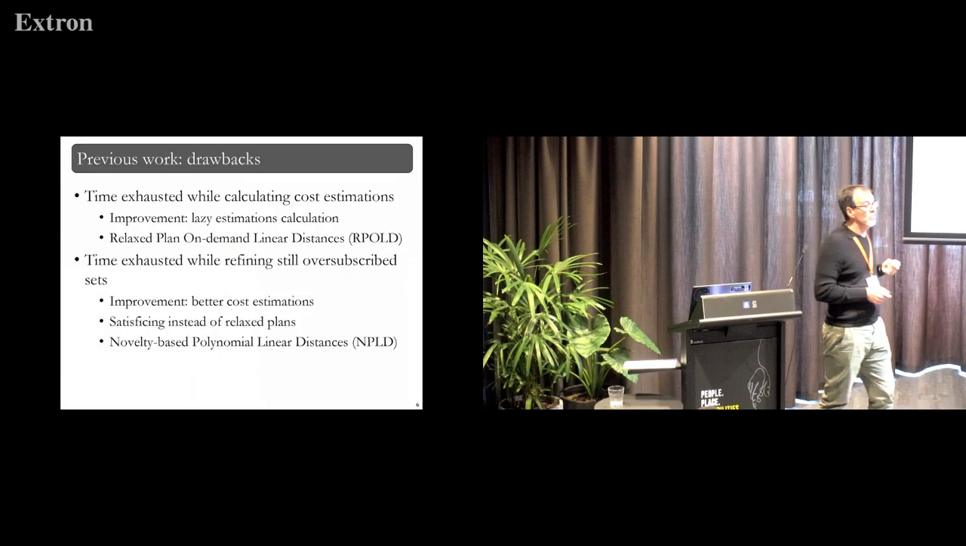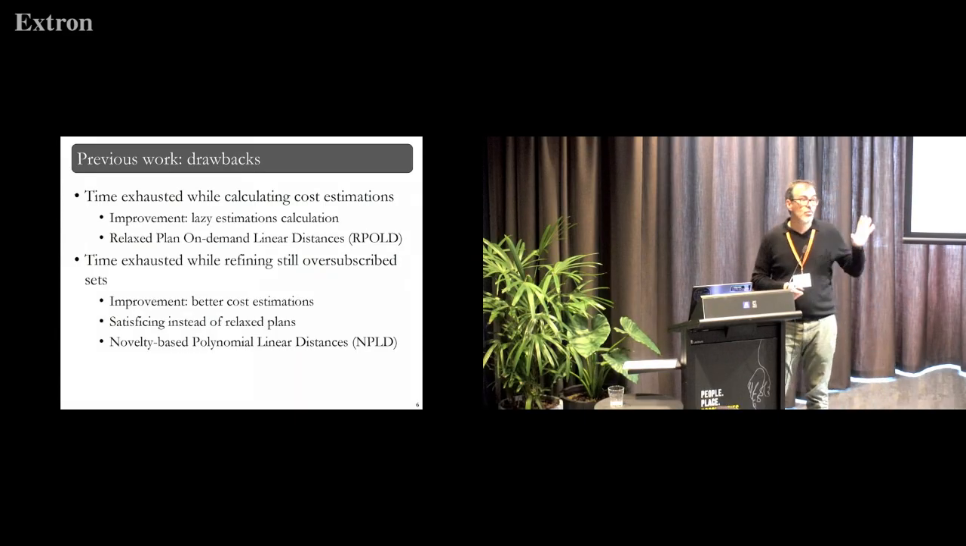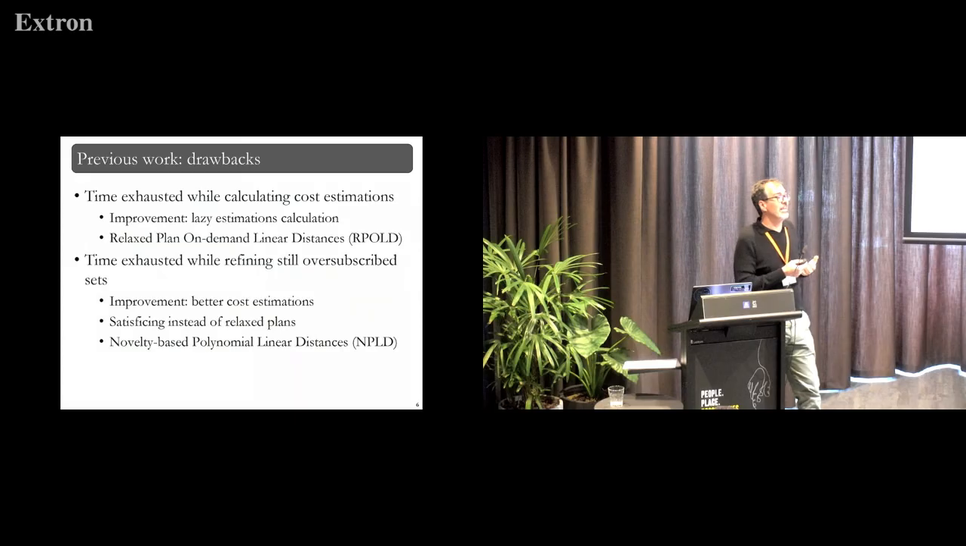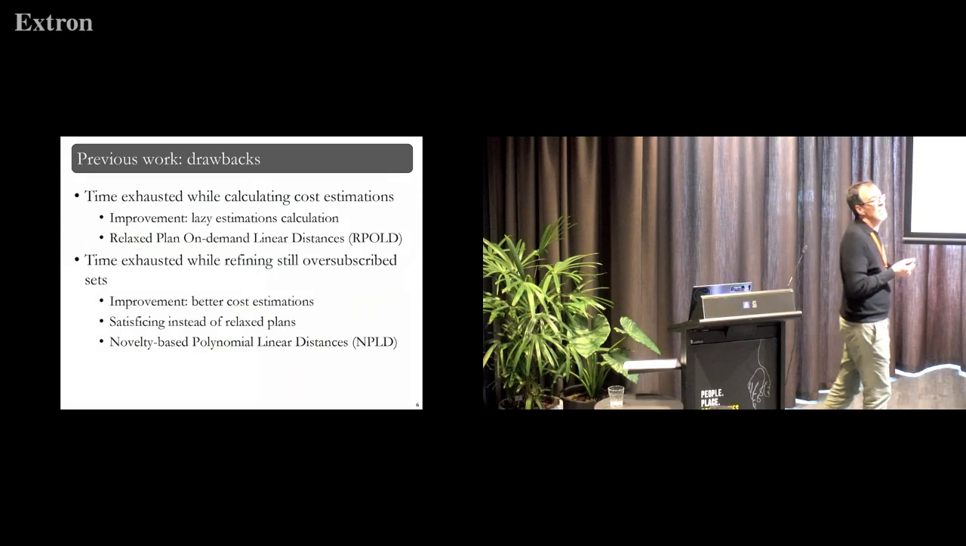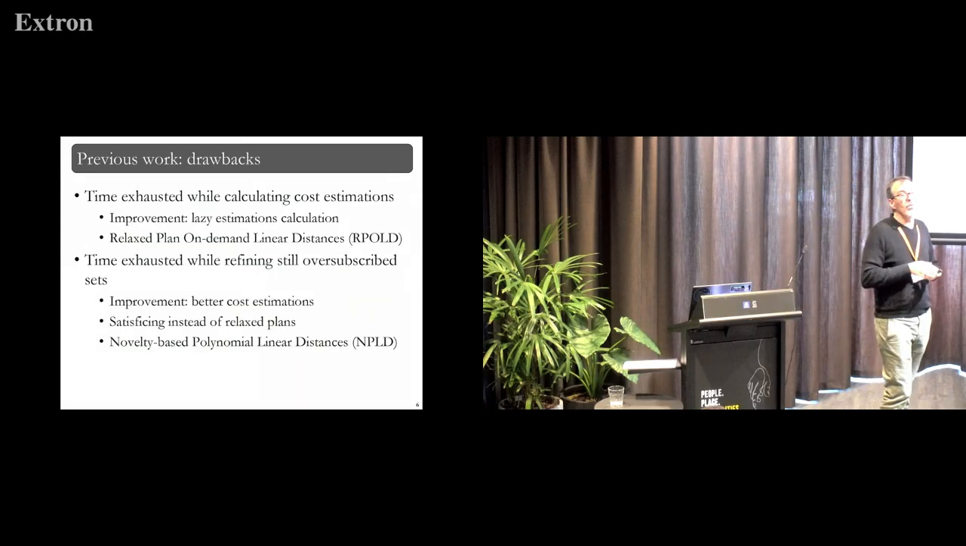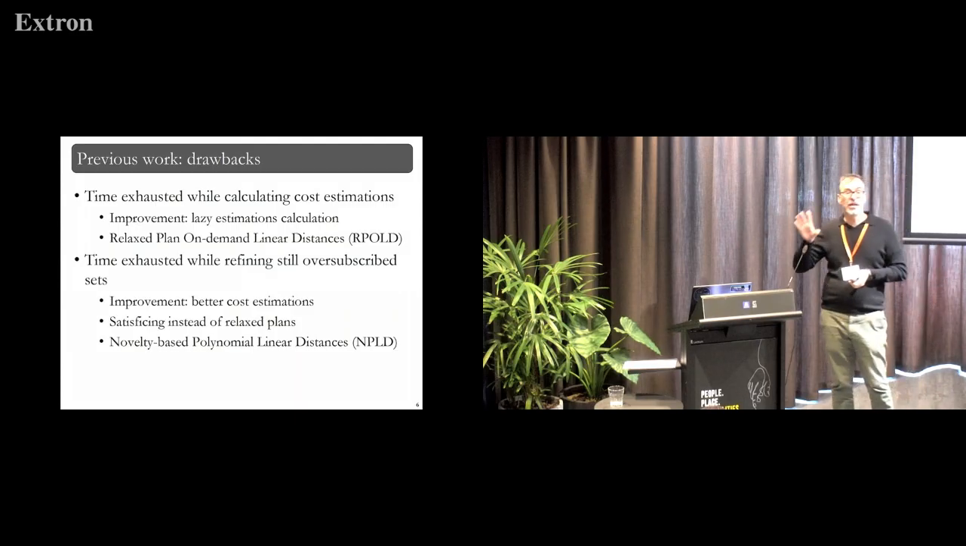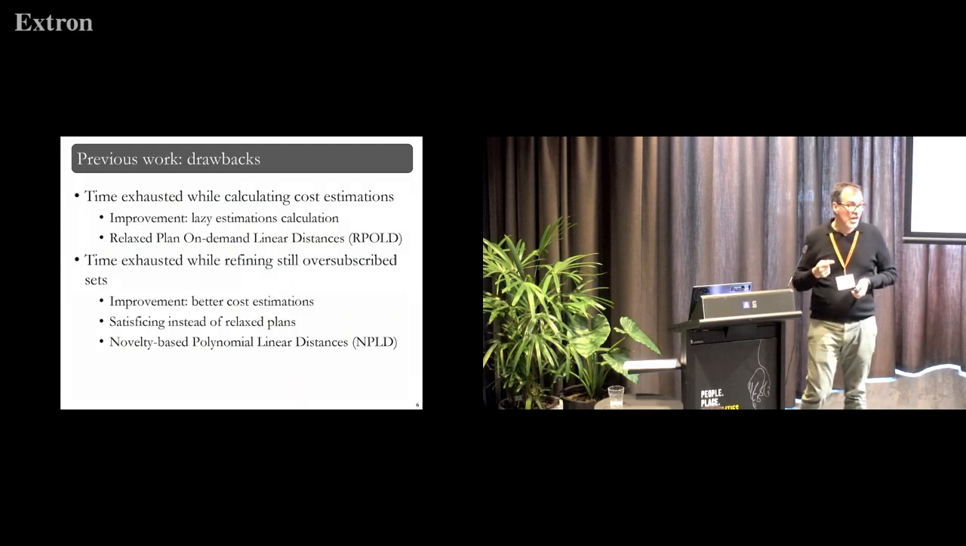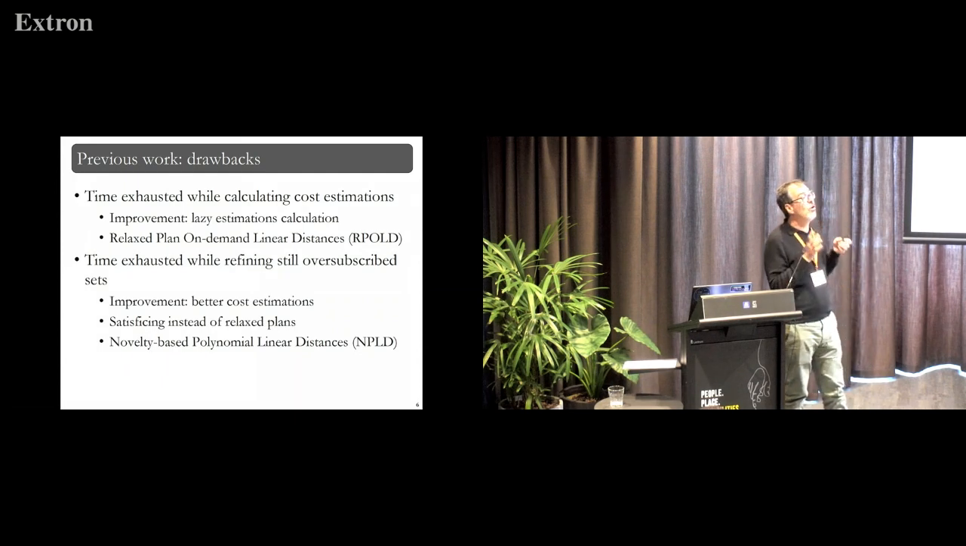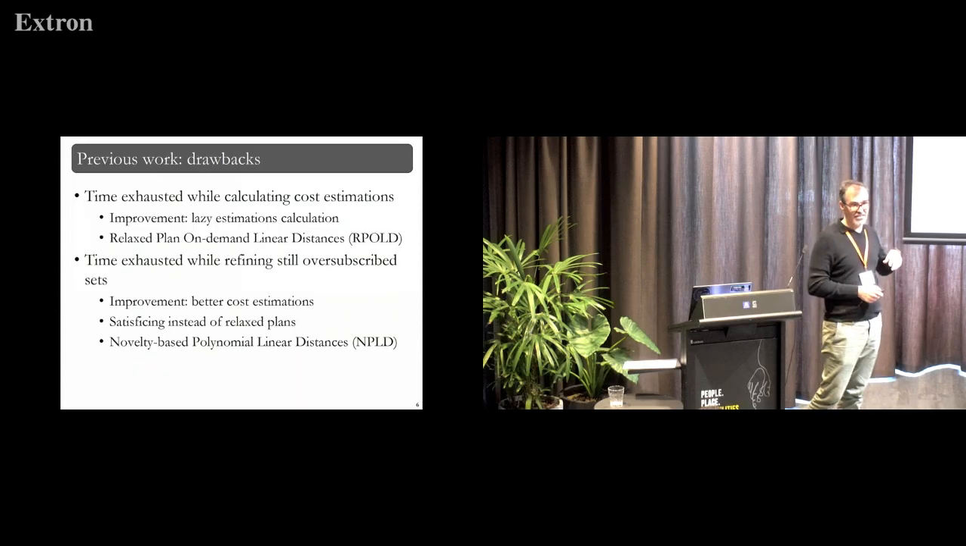The second problem that we were facing in this approach is that many times, as we are estimating the cost, the sets were still oversubscribed, okay? And this happened very, very often. So in that case, remember, we try to find a plan for the goals. If we don't find a plan, we remove one goal. Sometimes, the sets were so oversubscribed that we spent all the time trying to refine that set.